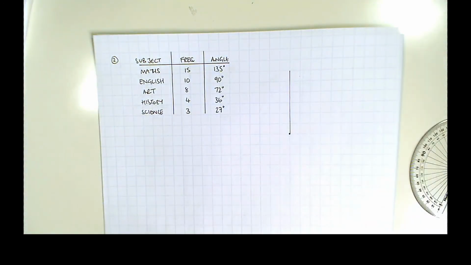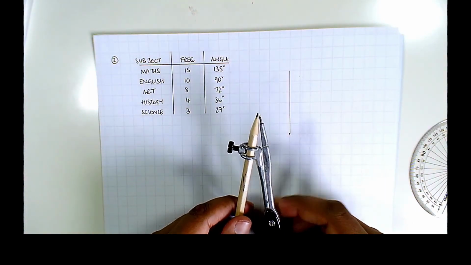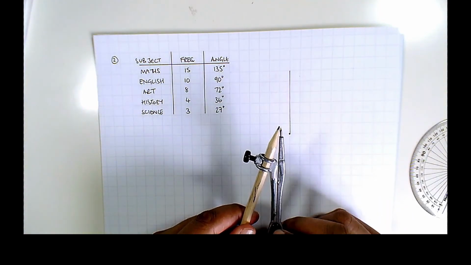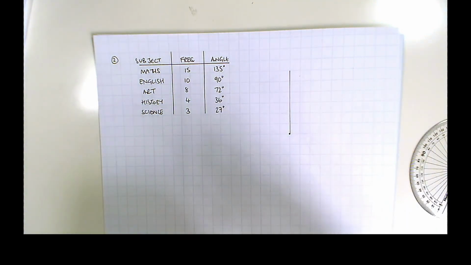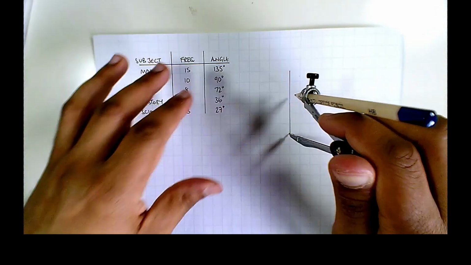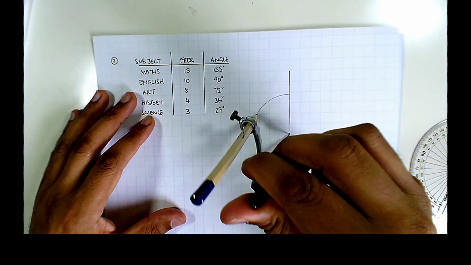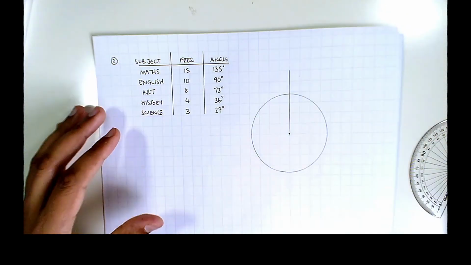Now once I've done that, I want to set my compass up. Again, make sure that the tip of your pencil is as close as possible to the tip of your compass, and try not to injure yourself. Then I'm going to place the pin at the center of the dot which I've just drawn, and just twizzle the compass around to draw your circle.